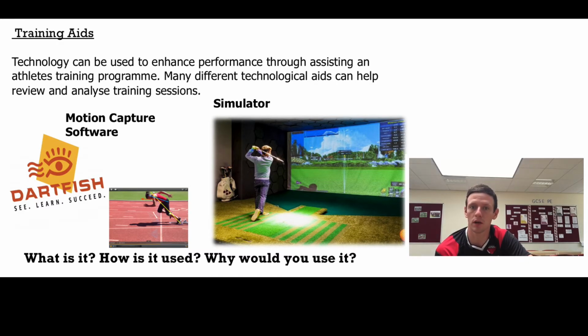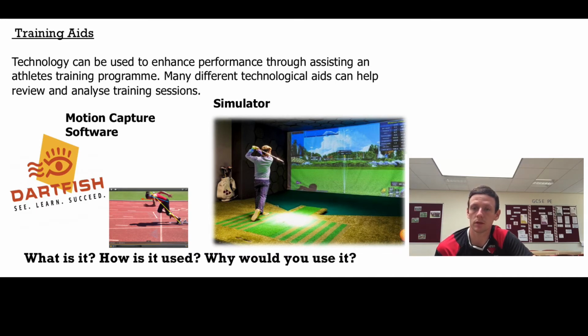Dartfish is a really popular type of software or program, where you can take still images or use video footage, and you can make it into slow-mo, pause it, and measure the angles between joints and whereabouts your legs and arms are at certain points of your running technique. That is really useful for athletes to be able to look back and review what is going well or what's not going well with their performance. Can they improve a specific aspect?